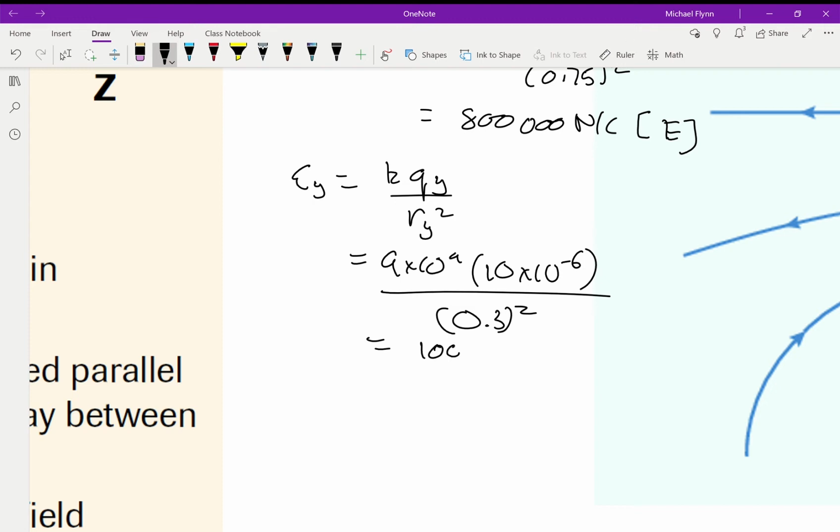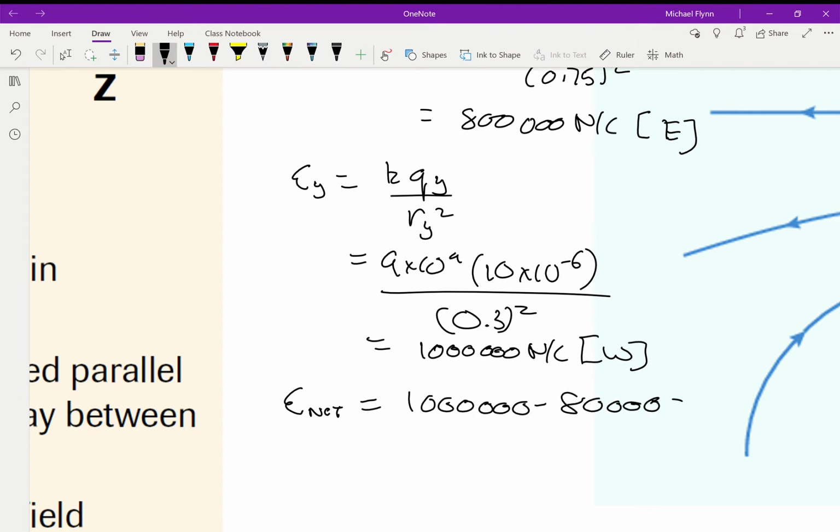So this is 1,000,000 Newton per Coulomb west. All right, I got 800,000 east, 1,000,000 west. So when I find the net field at point Z, I'm going to define west as positive, so it's going to be 1,000,000 minus 800,000, right? Yeah, I did that right. Minus 800,000, well, that's just 200,000 Newton per Coulomb to the west.